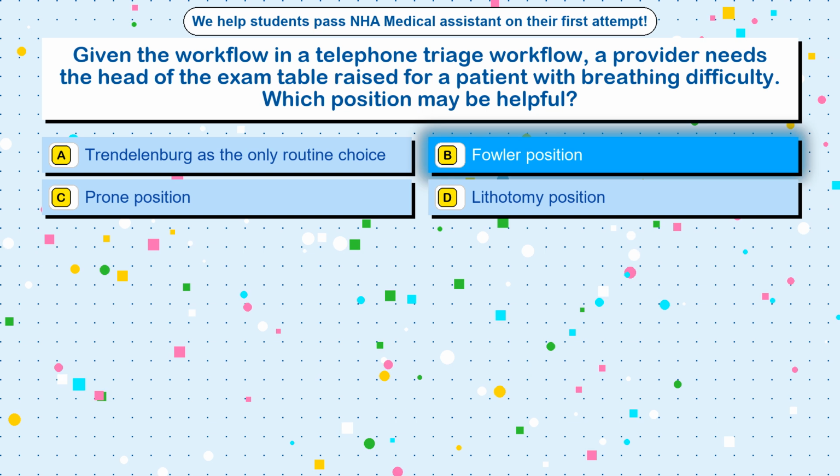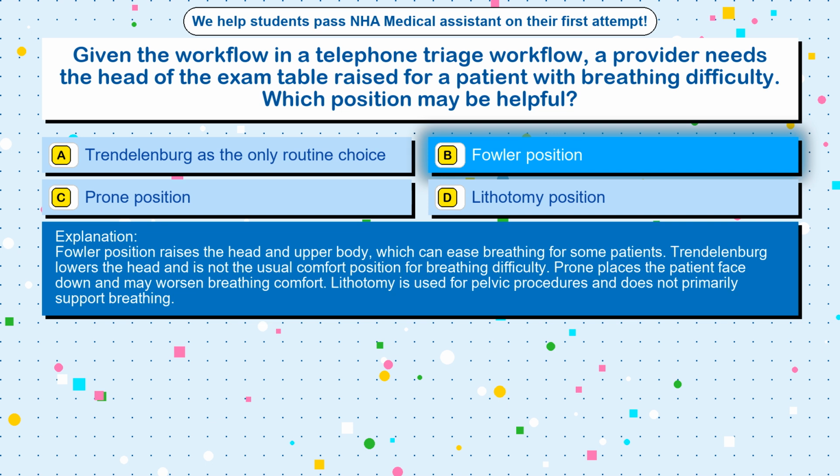Fowler position. Fowler position raises the head and upper body, which can ease breathing for some patients. Trendelenburg lowers the head and is not the usual comfort position for breathing difficulty. Prone places the patient face down and may worsen breathing comfort. Lithotomy is used for pelvic procedures and does not primarily support breathing.